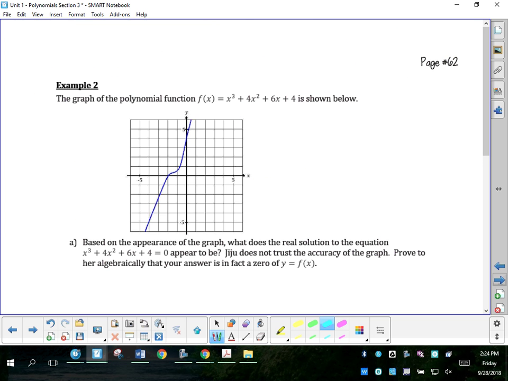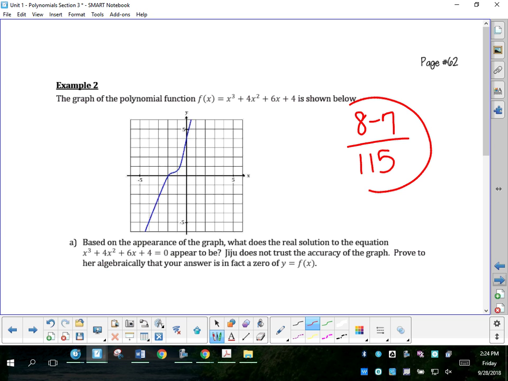Now, I'm trying to think. I think we did enough for you. Your homework tonight is going to be, and I'll send it out, I want to say it's 8-7 on page 115. Can you look on page 115, please, and make sure, is that correct? Okay, so go to page 115. Your homework is going to be 8-7. I'm going to send that answer key out to you. Make sure we're able to go through and do those questions out.